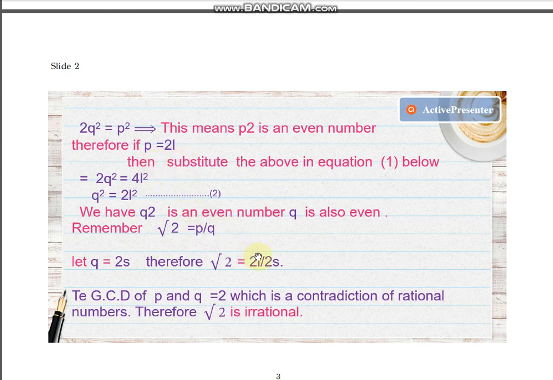Then at the end of the day, we realize that the GCD of P and Q is 2, which is a contradiction of rational numbers, because for rational numbers the GCD has to be 1. Therefore, we conclude that the square root of 2 is irrational.